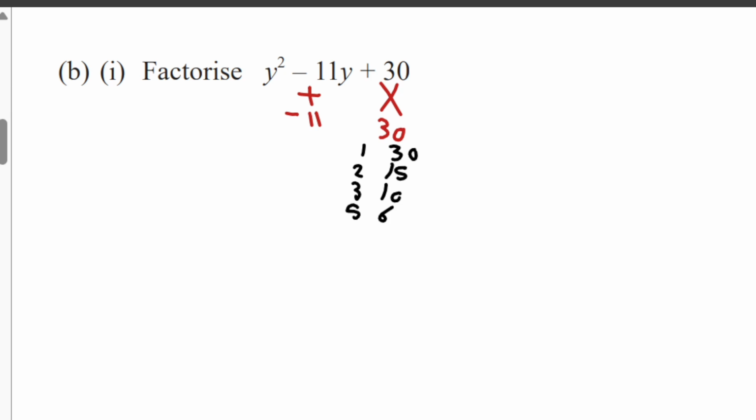Yeah. Now let's see. The first ones here, they multiply to 30, but if we add or subtract, they don't make 11, so we exclude them. The second ones, if we add or subtract, they don't make 11, so we cancel. 3 and 10, if we add and subtract, they don't make 11, so we cancel them. So the only pair that works is 5 and 6.